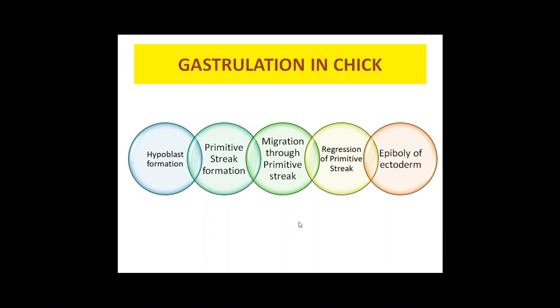After fate maps, let's come to gastrulation. Gastrulation in chick is a combination of different processes which are hypoblast formation, primitive streak formation, migration through primitive streak, regression of primitive streak, and finally epiboly of ectoderm. We will take up each one of them one by one.